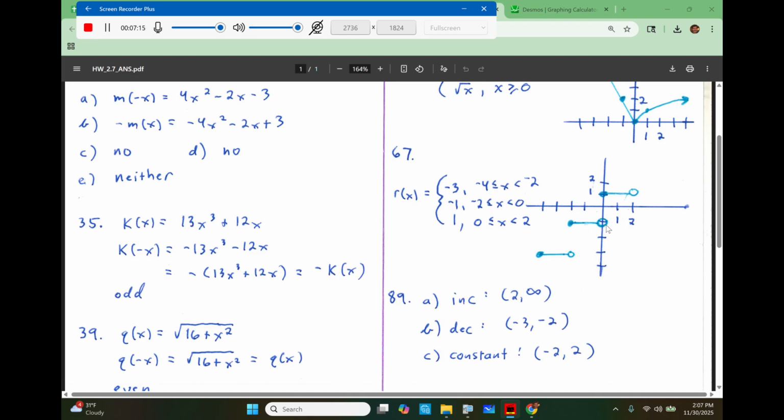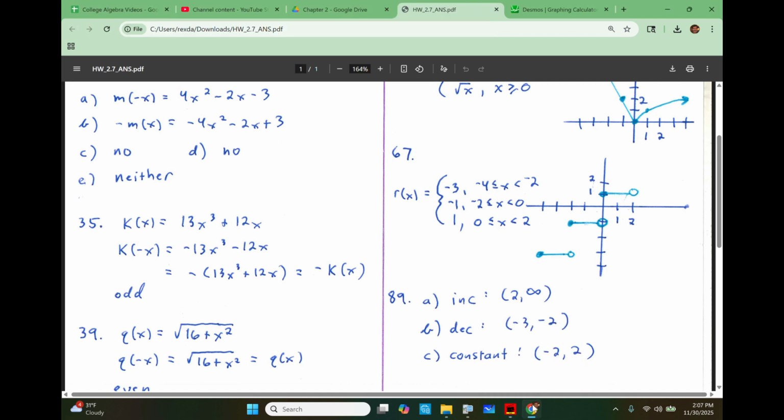That's that piece there. And if you notice, closed circle on this side because I'm including, open circle on this side because I'm not including. For this negative 3 one, closed circle because I'm including, open circle on this side. And then from 0 to 2 equal to 1, I'm going to go closed circle on this side, open circle on this side. And you can again do that on decimals as well.